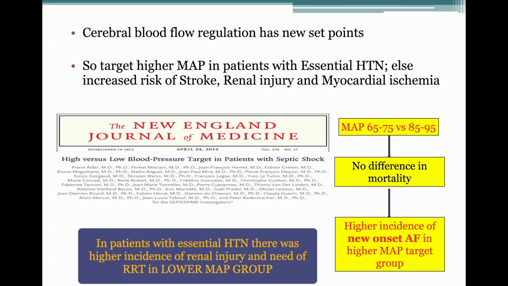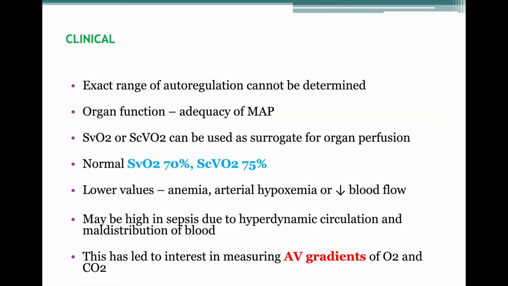However, in a subgroup of patients, in the post-hoc analysis, it was seen that in patients with essential hypertension, there was a higher incidence of renal injury and need for RRT in the lower MAP group. Okay, as I said in the previous point, if we target a lower MAP in patients with hypertension, organ perfusion will be affected because the autoregulatory range has been reset. It has moved. There has been a right shift. So lower pressures may end up in hypoperfusion and tissue damage. Okay, so it was seen in this study, and it was significant. It was seen in the study that in patients with essential hypertension, if the lower MAP was targeted, there was more incidence of RRT and renal injury, which was clinically significant, statistically also.